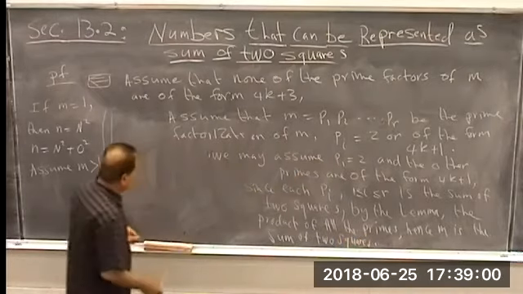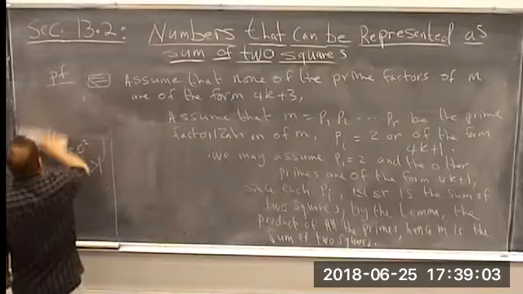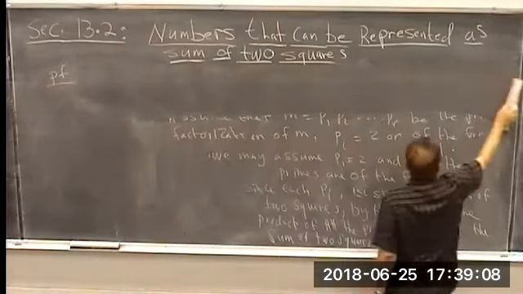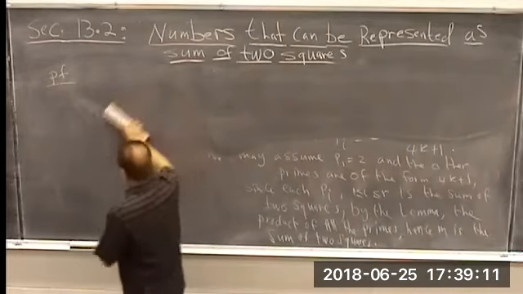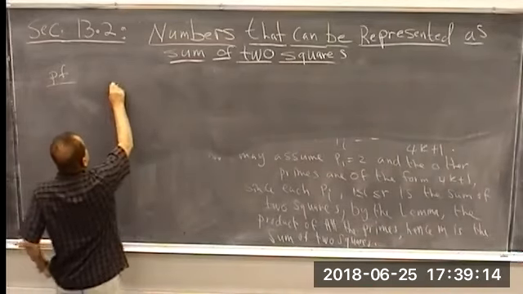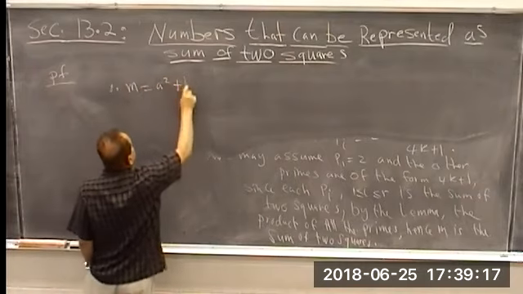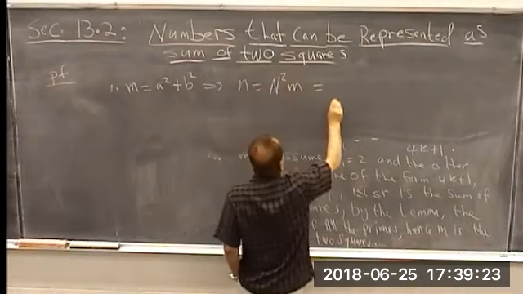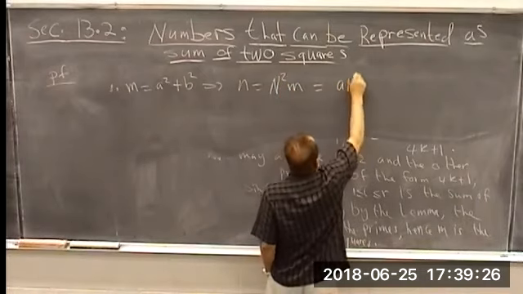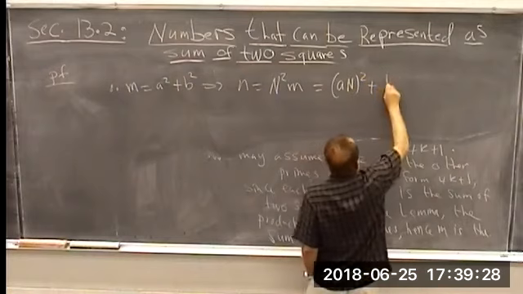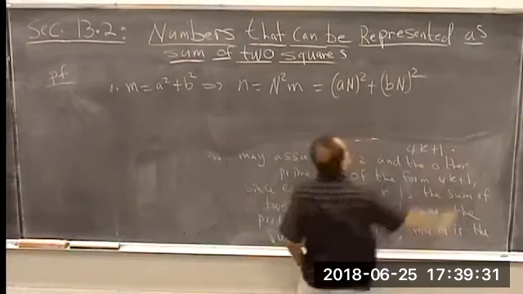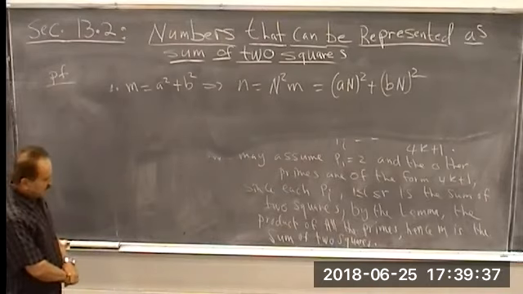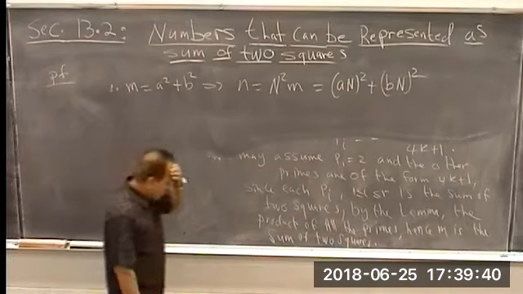So m is the sum of 2 squares, and now how can we prove that n squared m is the sum of 2 squares? So let's say this is the case. Therefore, m is a squared plus b squared, and this implies n squared m is equal to (an) squared plus (bn) squared, because you just multiply the n squared inside, and that's what you get. So yes, it's a sum of 2 squares.